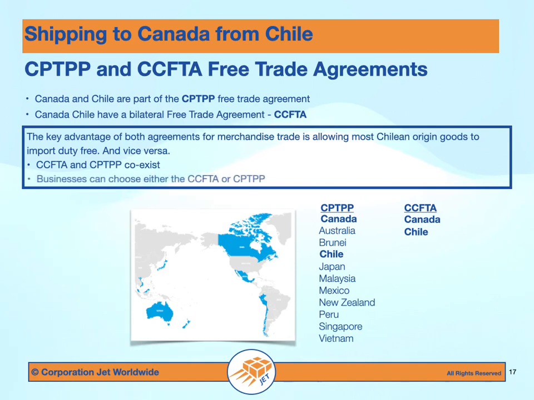Importers can claim the agreement that applies more favorably to their shipment, but must choose only one. So while it can be confusing to have two trade agreements, it's basically a pretty good deal. You get to choose between the better of two trade agreements.